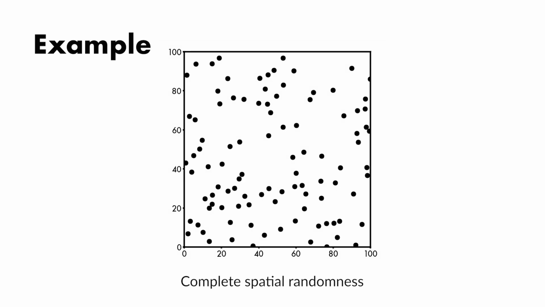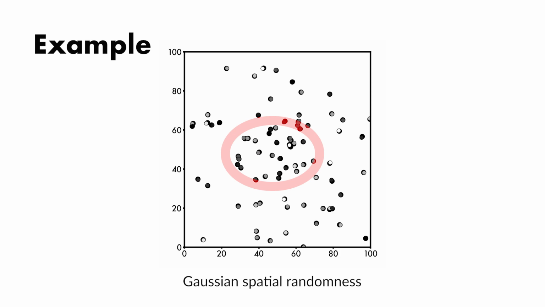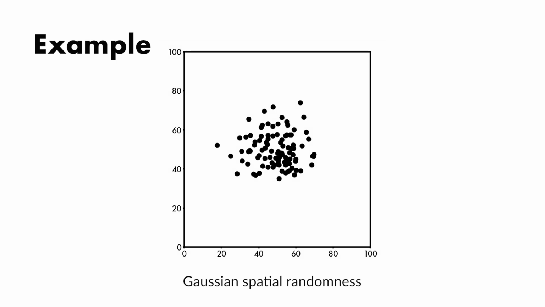But you may think, houses are not uniformly distributed in my region. They are more located in the center. So you can use, in that case, a Gaussian distribution. And in that case, we are dealing with Gaussian spatial randomness. You could use a normal distribution with a larger standard deviation or a smaller standard deviation, and that will change the concentration of your houses in the region.